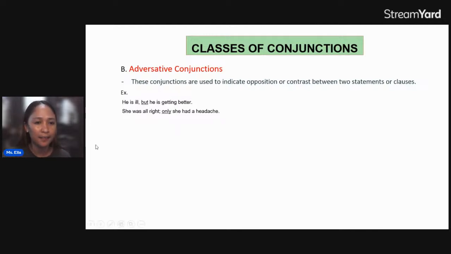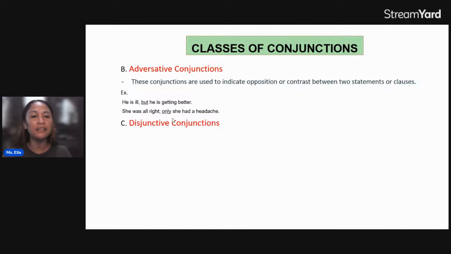All right. So we have here in this first sentence, and for the second sentence, she was all right. Only she had a headache. So it's still a contrasting statement. Why? She was all right, but she had a headache, right? So that's why it's a contrasting or an adversative conjunction. All right. Now let's continue.